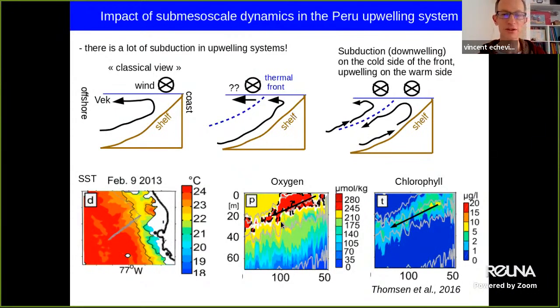And in one of these sections, you can see for the oxygen, for instance, so this is near shore here, and this is offshore, you have subduction of high oxygen. So this high oxygen has been produced due to phytoplankton, and it's subducted at around 20-30 meter depth. And you can also see some high chlorophyll values here that can be explained partly by subduction.